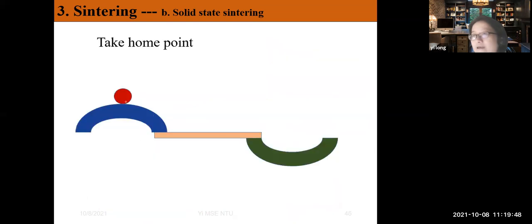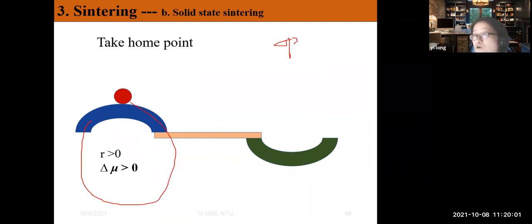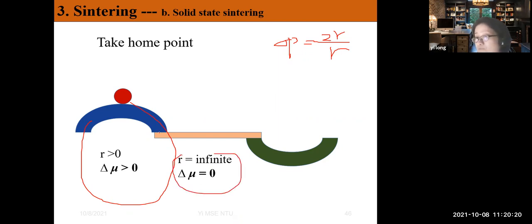Second point, important. When R is larger than 0, this is like a balloon case, because delta P equals 2 gamma over R. R in this case is the one we are very familiar with. Anytime with a balloon, you must have a radius, so it must be positive. So delta mu is also larger than 0, delta P is also larger than 0. And when R is infinity, it is actually the flat case, as we said before. The other one is the concave case, but we don't teach this yet.